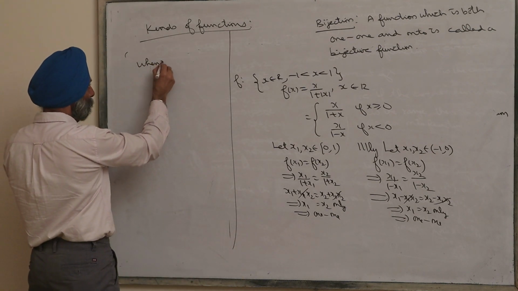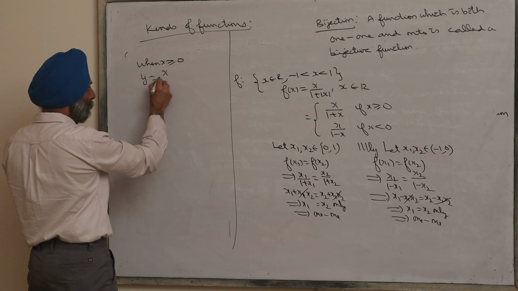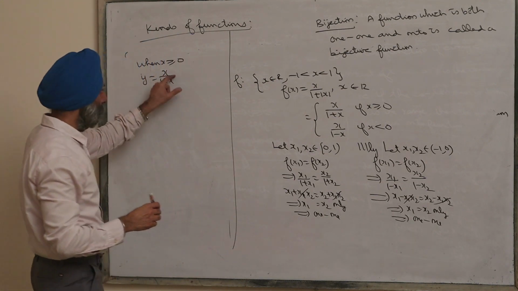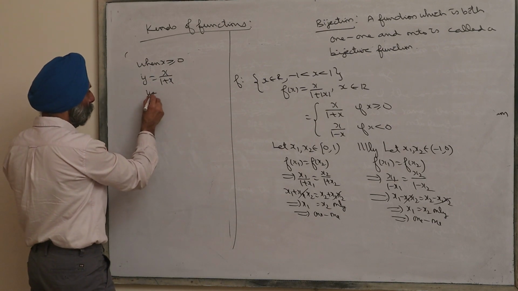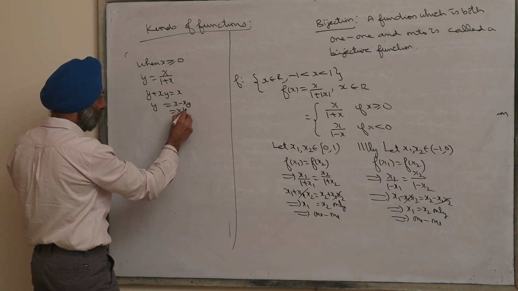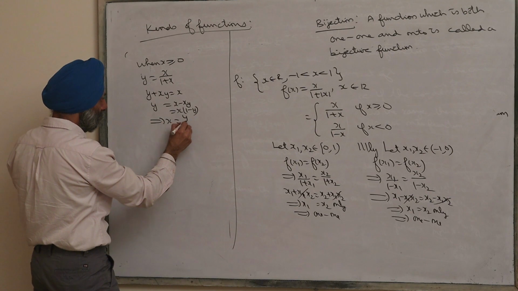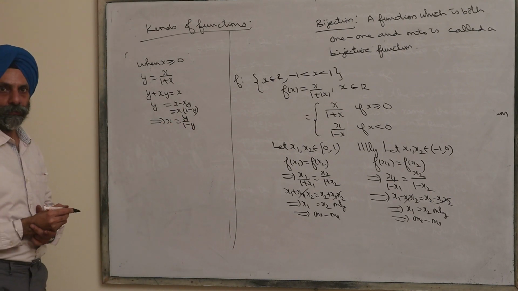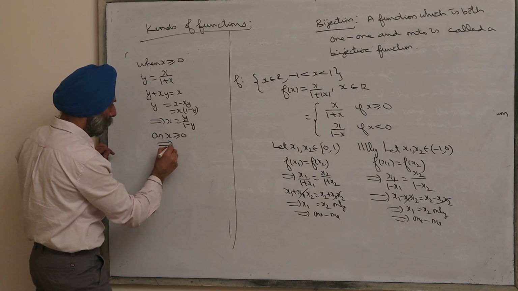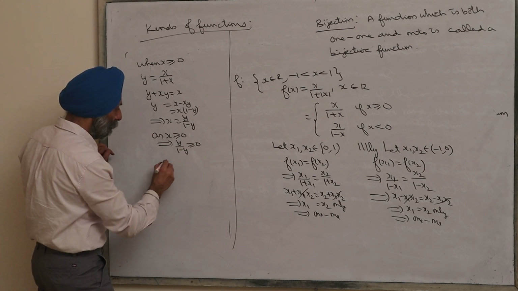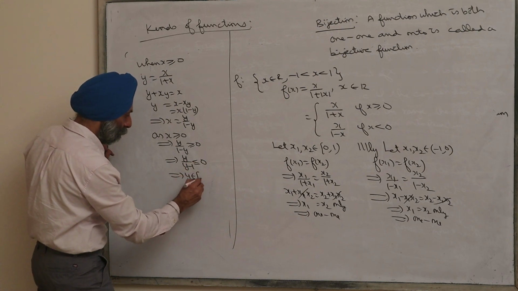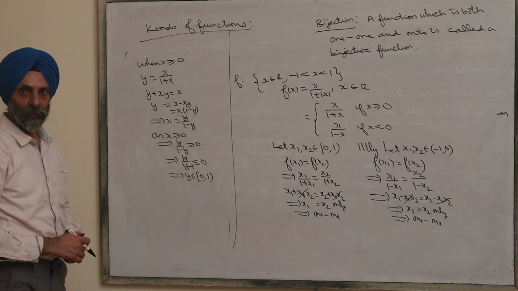When x is greater than or equal to 0, we have y is equal to x over 1 plus x. Just to find the range of this function, we will write down x in terms of y. So cross multiply the terms: y plus xy is equal to x, y is equal to x minus xy, which is x into (1 minus y). This implies that x is equal to y over 1 minus y. So as x is greater than or equal to 0, this implies y over 1 minus y is greater than or equal to 0. This implies y over y minus 1 is less than or equal to 0. This implies that y belongs to 0 to 1.